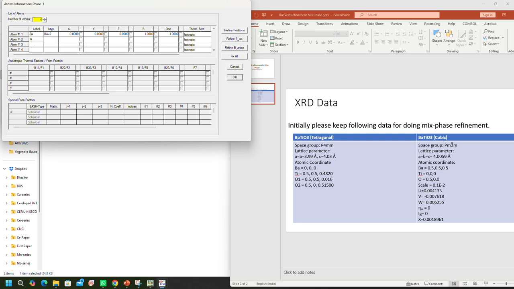Then titanium, here you put Ti plus 4, then here your 0.5 0.5 0, then 1, then again 1. Now oxygen, that is O minus 2, so here oxygen 0.5 0.016, again the B parameter is 1, and here you just dissociate O3 in two parts because O1 and O2.